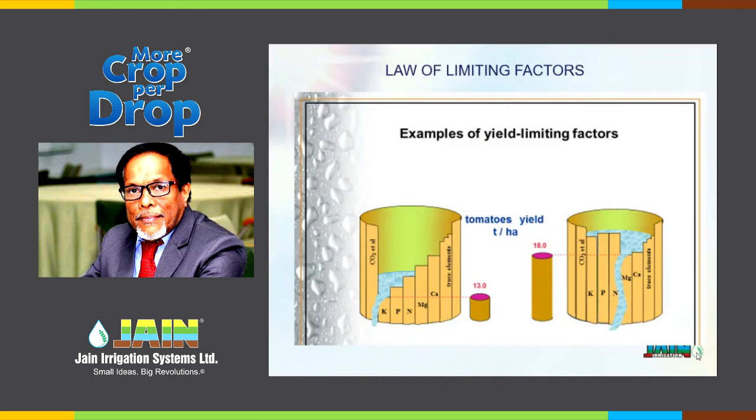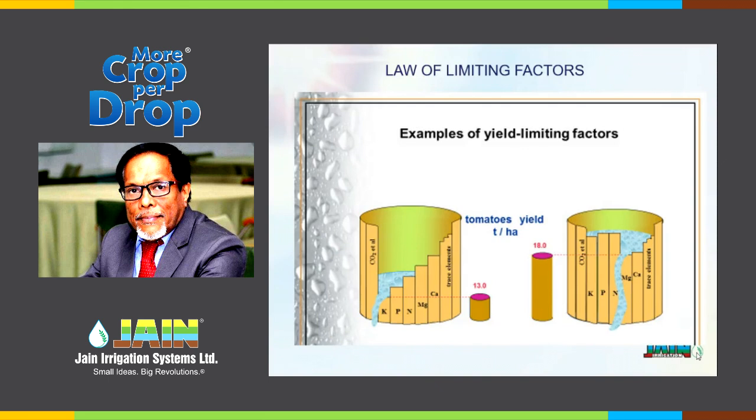In the cylinder on your right side and my left side, you see it gets about 13 tons per hectare, very low yield of tomato for that matter. And then you see from the tank, the water is coming out at the lowest point, and the lowest point is potassium, which means why the tank cannot hold more yield is because potassium is less. So the tank is not complete. It is leaking there. So in other words, the crop cannot grow. So potassium is actually limiting there.